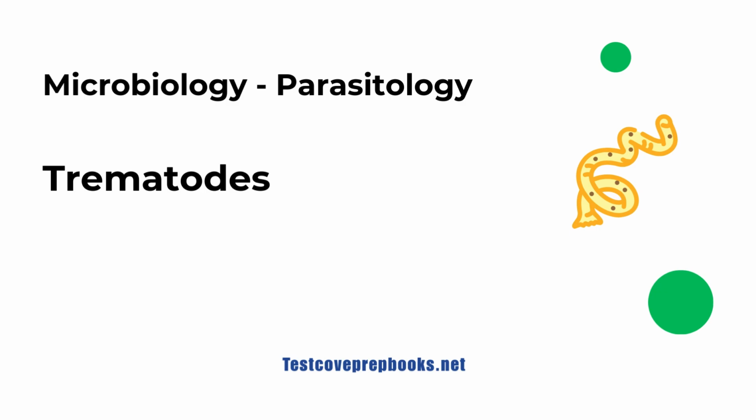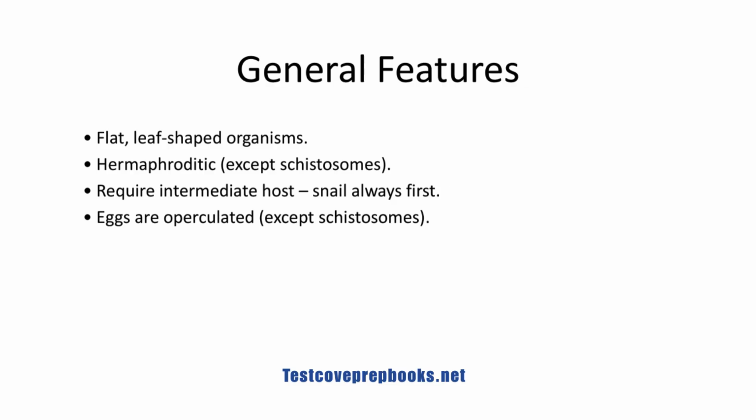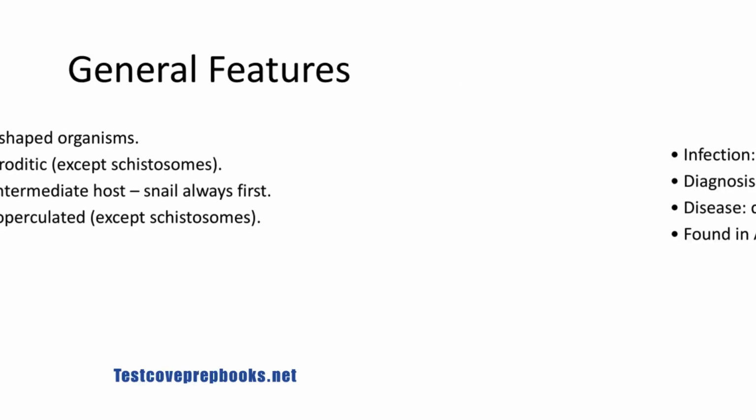Trematodes, commonly known as flukes, are flat, leaf-shaped organisms. They are hermaphroditic, containing both male and female reproductive parts, except for the schistosomes, which are unique because they have separate sexes. Trematodes always require an intermediate host, and the first intermediate host is always a snail. Their eggs are operculated or capped, with the exception of the schistosomes.